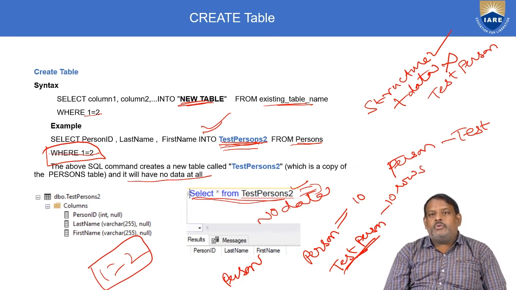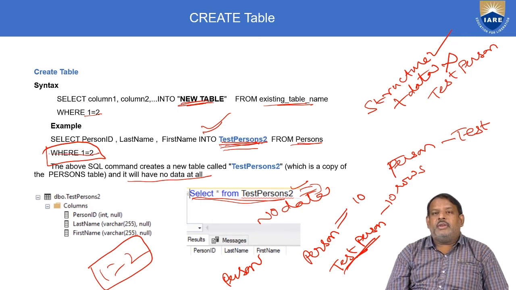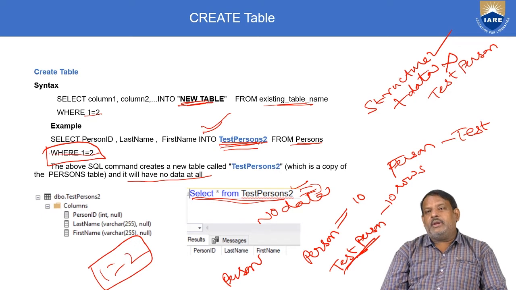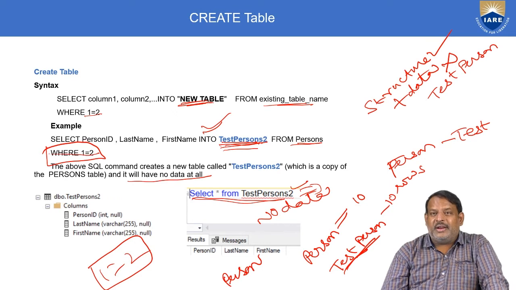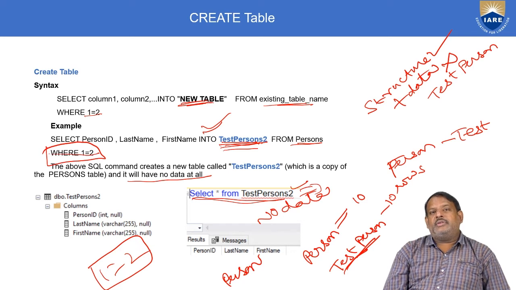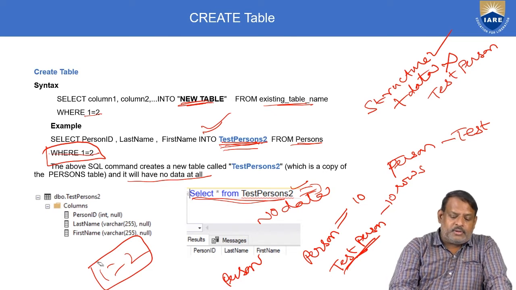So what we have seen here is that we have seen two methods of create table. One is writing a command directly to create table. The second example we have seen is to create a table based on another table by using the into command. In that also we have seen when we introduce a false condition, you will not see data. You will see only the structure of the database.